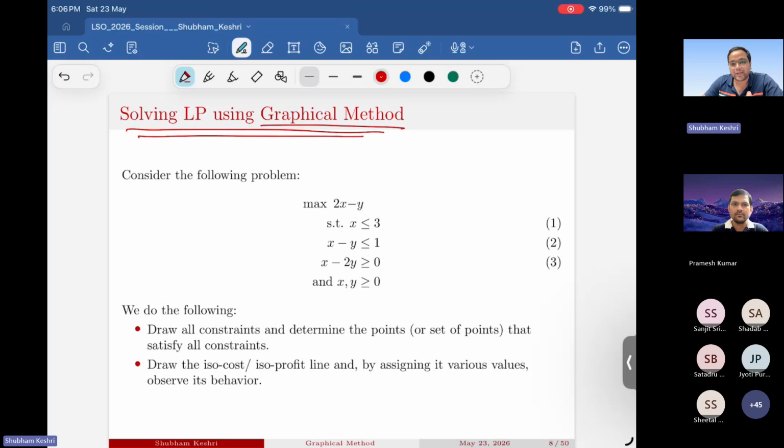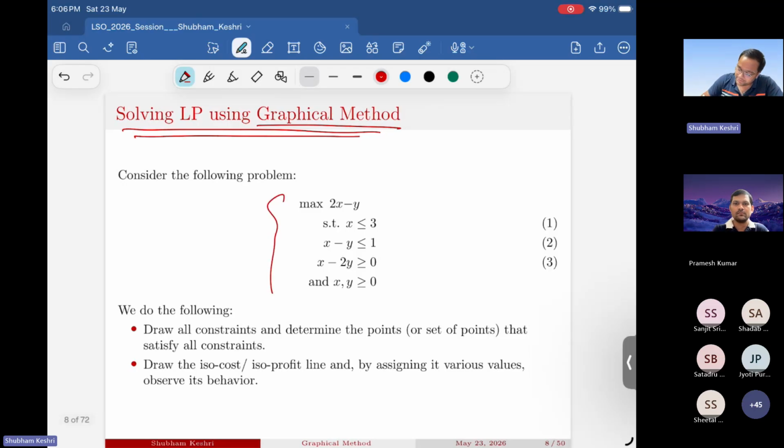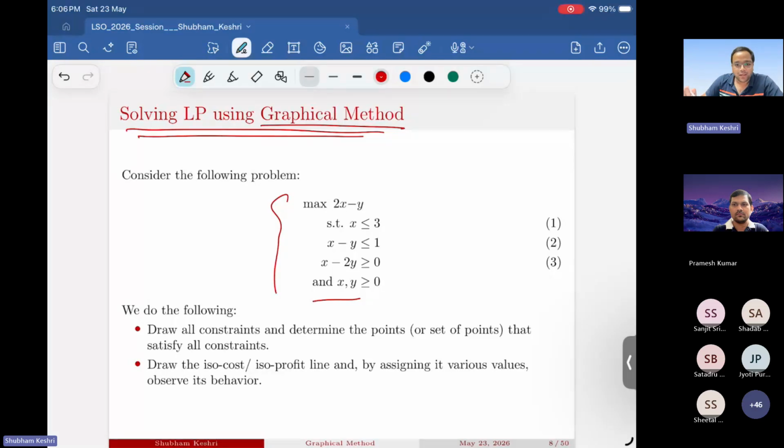So for three variables, you can have a three-dimensional plot, but beyond that it's not possible. Okay, so we'll see only two-variable problems when we are studying the graphical method. So this is the first LP.